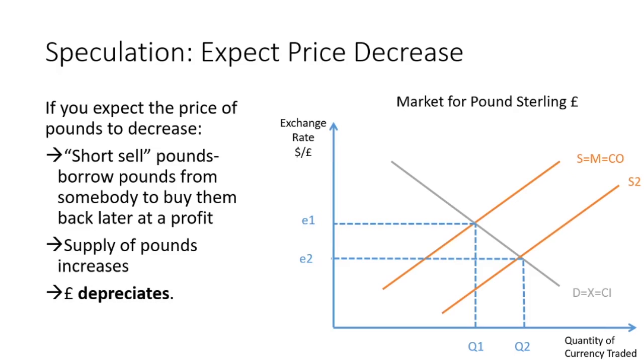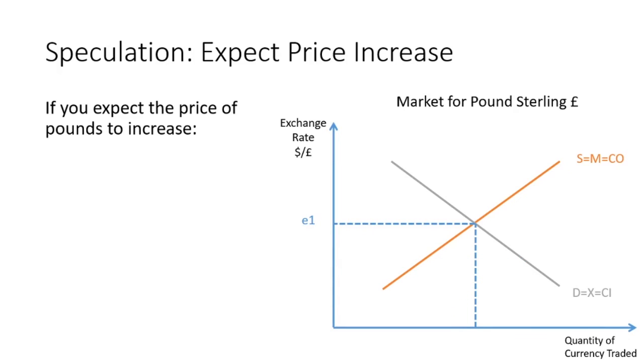You will notice that it's a self-fulfilling prophecy, and that's what people don't like about short selling: by short selling pounds, you are actually causing the thing which you expected to happen. You expected the price of something to go down, so you sell it, and therefore the price of it goes down. And so speculation, that's why sometimes speculators get a bit of a bad name.